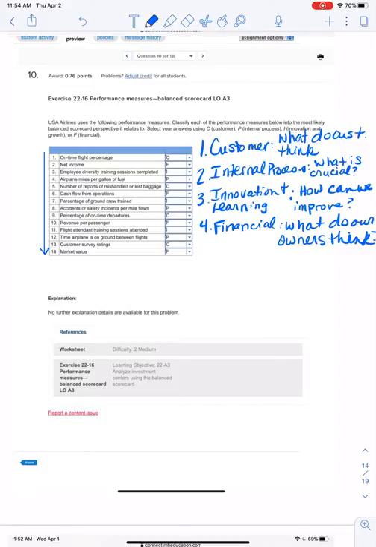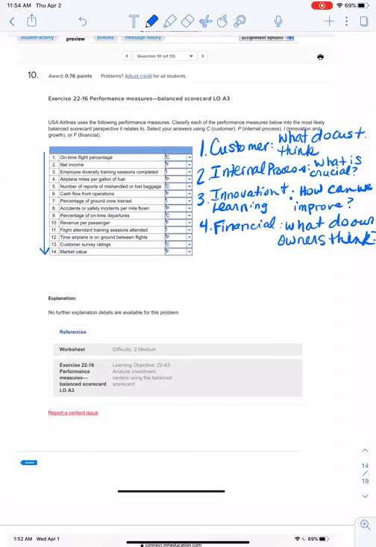And you might say financial, and I could see that, right? You could say, well, financial, because if we have a lot of delayed flights, we might have fewer flights, which could reduce the profitability of the organization. It could lead to all these things. And that's all true. But the reason this is customer is because as a customer, am I going to lose you if I'm consistently having late flights?